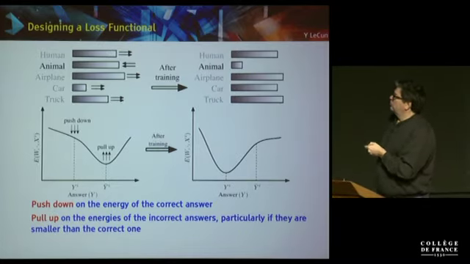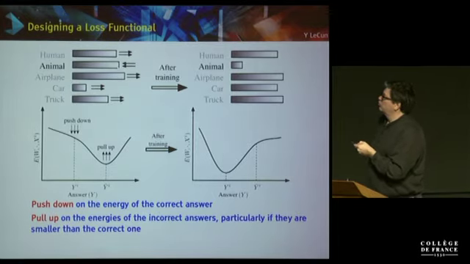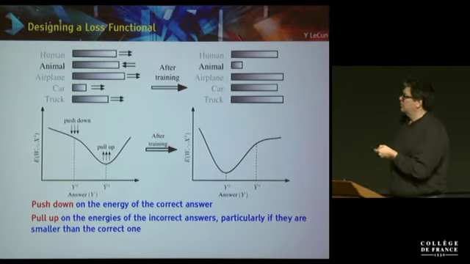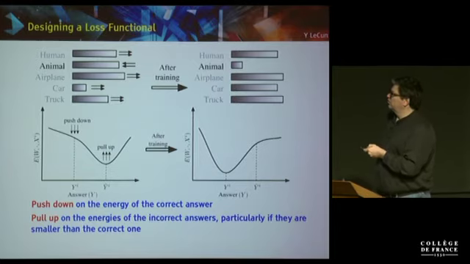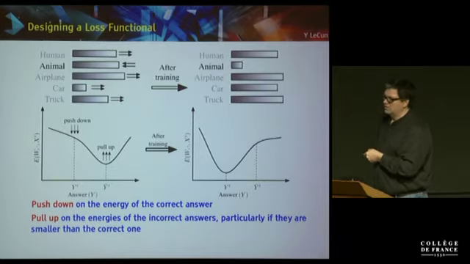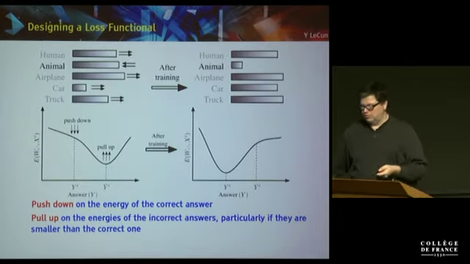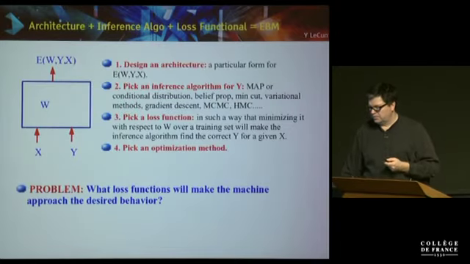In discrete cases, as I've already shown you, the cost function must push downwards energy for correct answers and upwards for incorrect answers. If the correct answer is here, you must change the parameters in the energy function so that the energy for the correct answer goes down and energy for incorrect answers increases, so that you end up with a profile like this, where the correct answer is a minimum of energy.